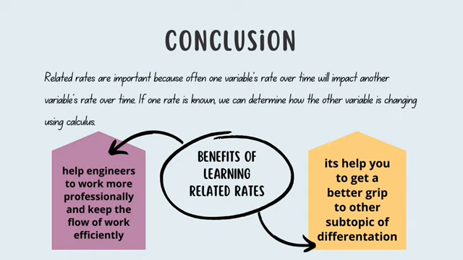To conclude this, related rates are important because often one variable's rate over time will impact other variables' rates over time. If one rate is known, we can determine how the other variable is changing using calculus. The benefit of learning related rates is it helps engineers to work more professionally and keep the flow of work efficient. The second one is it helps you get a better grip on other subtopics of differentiation. That's all from us. Thank you.